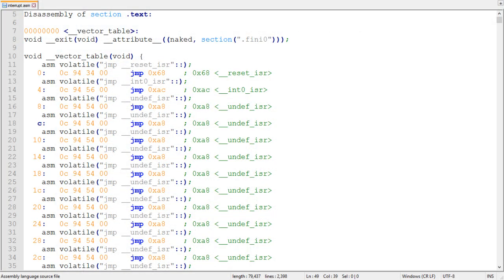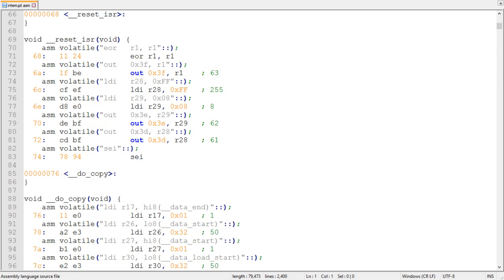Here is the disassembly of the text section which shows the interrupt vector table. The interrupt vector table is placed starting with address 00. Note the address shown here is the byte address. The instruction at the address 00 is the jump to the address which holds the ISR for the reset interrupt. Then the address 04 holds the instruction to jump to the address EC which holds the ISR for the external interrupt 0 and so on and so forth.